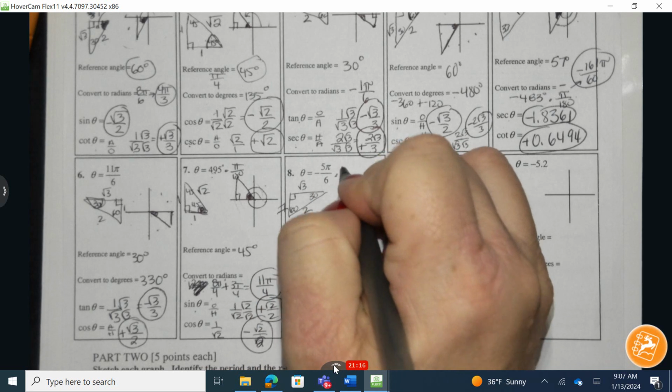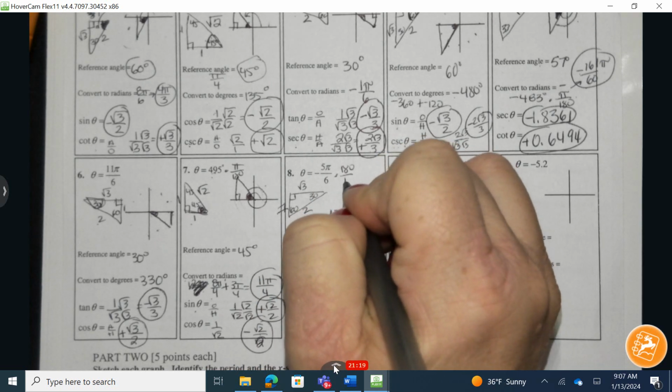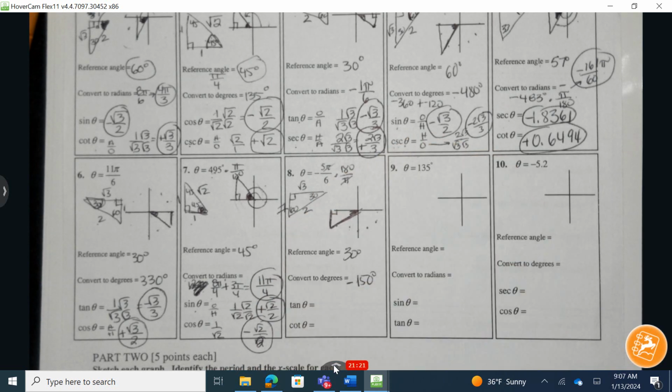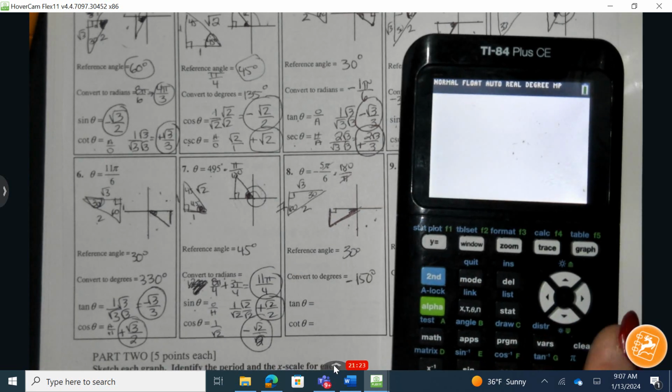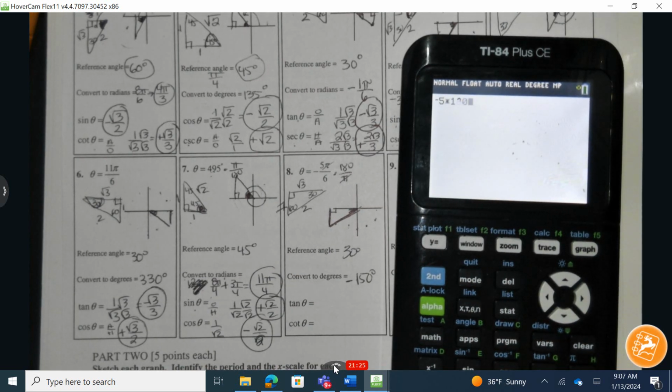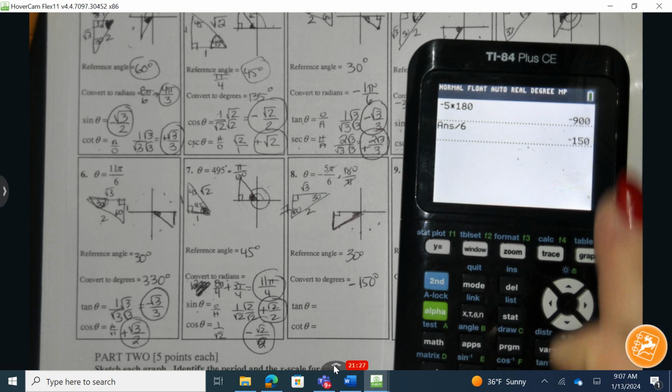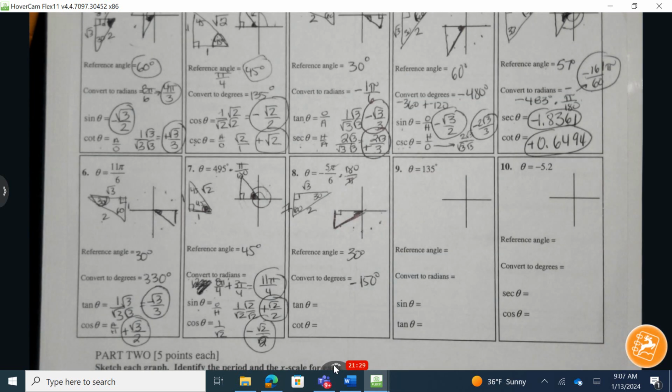Well, what's another way you can do it? You can take it times 180 over pi. The pi's are going to simplify to 1, so an alternative way would be negative 5 times 180 divided by 6. We get the exact same answer.